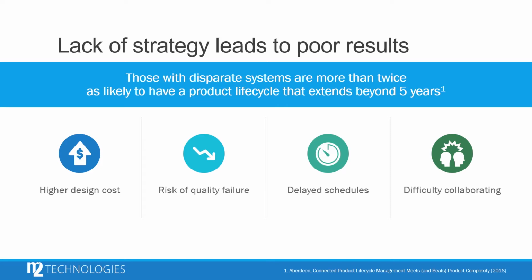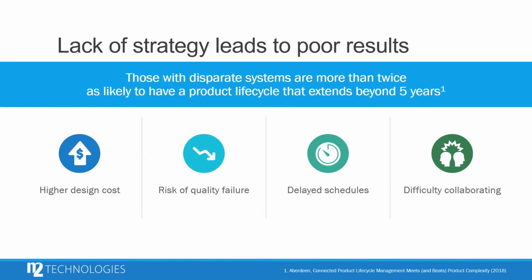Risk of failure. Lack of transparency hinders corrective or preventive actions and increases the risk of compliance failure. Delayed schedules. Without enterprise-wide visibility, miscommunication occurs and tracking progress is difficult. BOM management becomes unwieldy and the design process slows down to a gridlock. Difficulty collaborating. A disconnected environment comes with a host of challenges, including loss and duplication of data, poor insight into the project status, and less informed decision making.